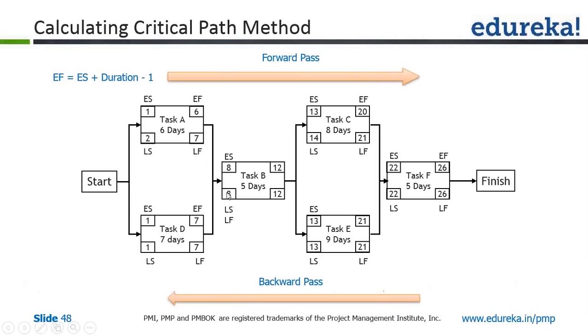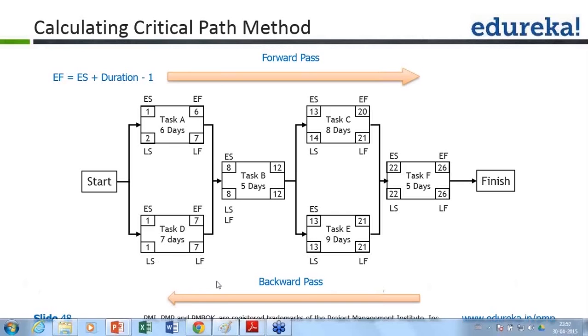And to allow task B to start on day 8, task A and D both must get over on day 7. And task A, to get over on day 7, latest by which it must start is day 2. And D, to get over on day 7, latest by which it must start is day 1. Okay, so this is your backward pass. Any questions on the backward pass? Is it clear to everyone?